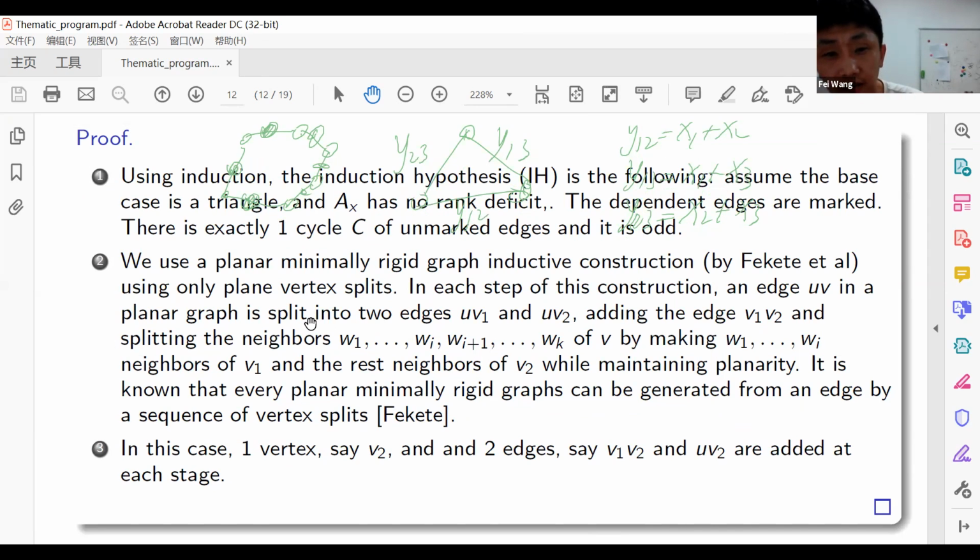Faye, can I interrupt for a second? Yeah. So I think you want to say you have a planar minimally rigid graph. So when you say dependent edges, you mean dependent edges in the even cycle matroid. Okay. Yeah. Thank you for the fix.